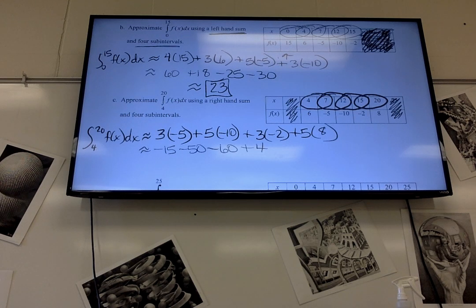Oh, I don't know why I put 60. That should have been 6. And that one is -31. So that means most of its area is below the x-axis.